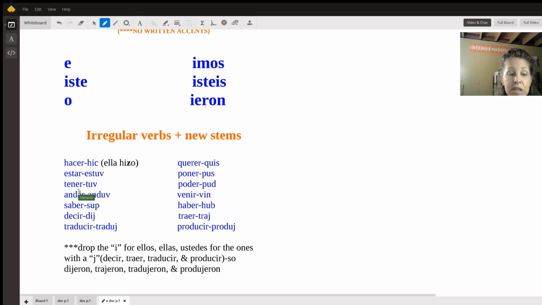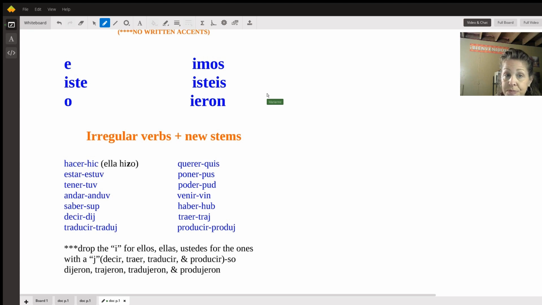So for instance, I would take tener and put tuv in front of each ending. So it's yo tuve, tú tuviste, ella tuvo, nosotros tuvimos, vosotros tuvisteis, and ellos tuvieron. Notice that there are not any written accent marks like you've learned to use when you conjugated an AR, ER, or IR verb in the preterite.